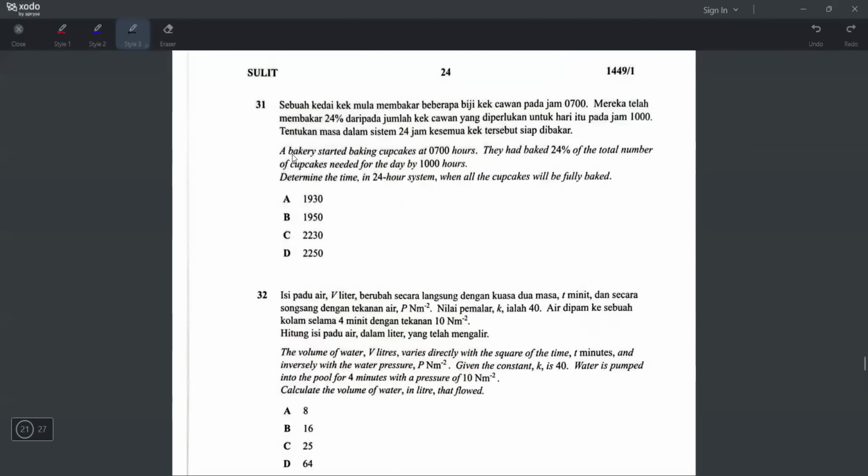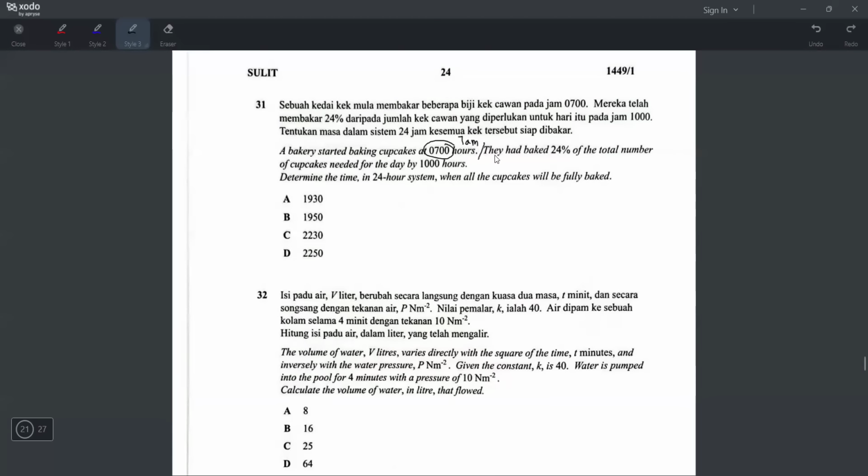Okay, 31. A bakery started baking cupcakes at 7:00 hours. This is the exact time in 24-hour system. So when they give you exact time in 24-hour system, you can straight away tell AM or PM. So what is this? This is 7 AM, 7 in the morning.